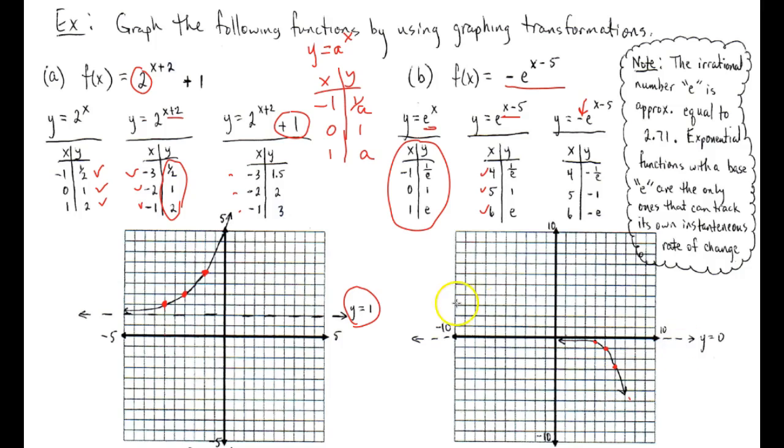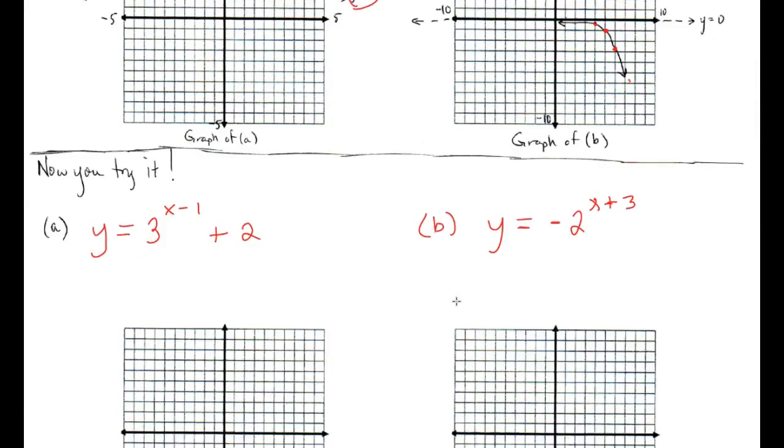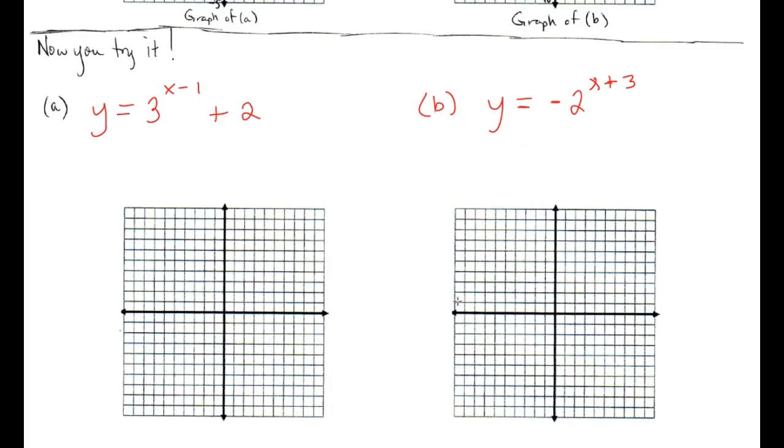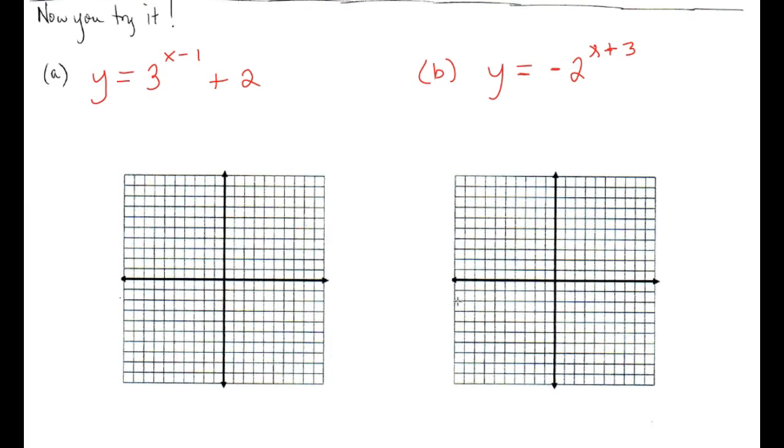And so now we'll go ahead and do some other examples here. For this one, we know that our base function is just going to be 3 raised to the x, and that's going to give us key points of (-1, 1/3), (0, 1), and we have the point (1, 3).